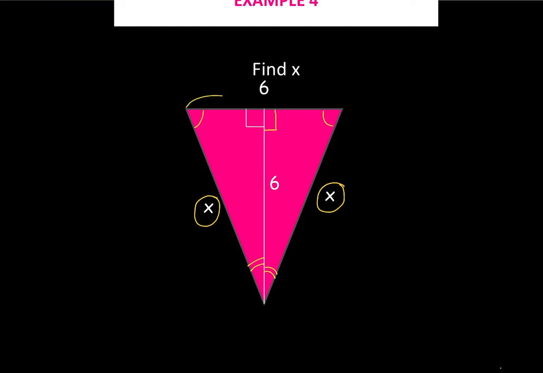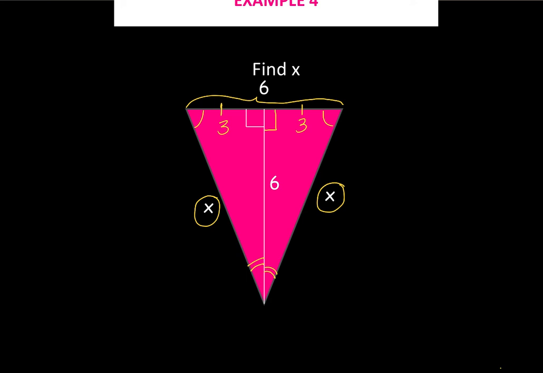So if this whole side length is 6, what's going to be the length of each of these legs? 12. Nope. If that whole side length is 6, what's going to be the length of each of those legs? 3. 3 and 3. Okay? It's that 6 divided into 2 parts. So now we've got 2 right triangles.